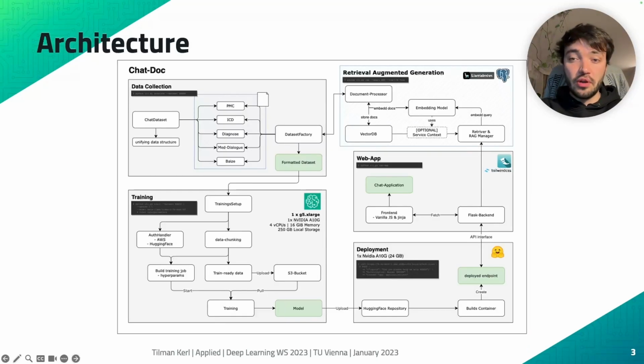Here is a quick overview of the developed system, including the 5 interconnected components: the data collection with prominently the data factory, the training, the deployment, the web app, and the retrieval augmented generation. Each component can be started individually with a command line interface.